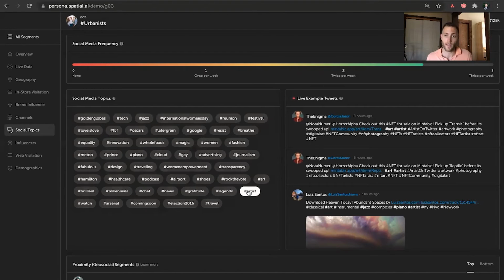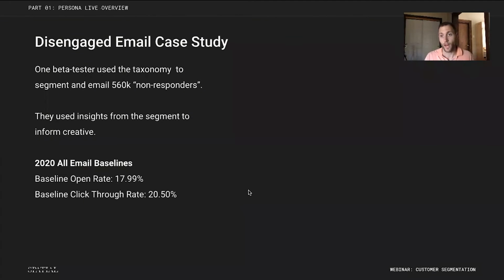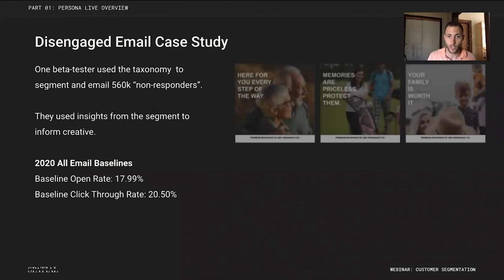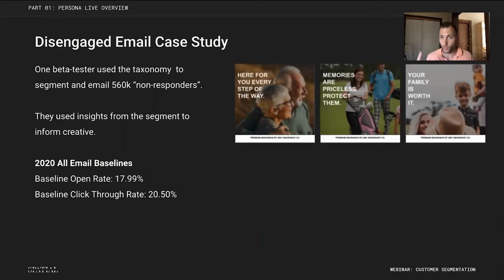I want to show you a case study that one of our clients did in reactivating disengaged leads through an email campaign. They had 560,000 leads that had not opened an email from them in the past year. Their typical campaign open rate is 17%, and their baseline click-through rate is 20%. So what they did is create unique copy and creative, three different sets, based on the segment that the customer record fell into. And what they were hoping for is to get these people re-engaged. You know, a 5% open rate would be better than 0%, which is what they had been seeing.